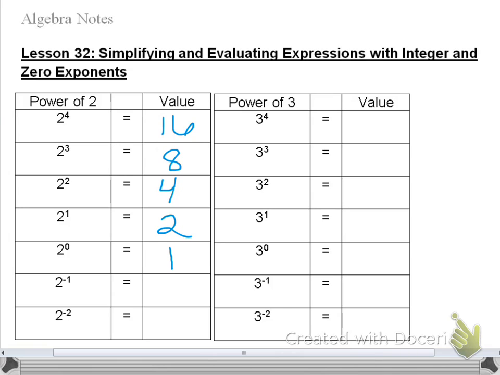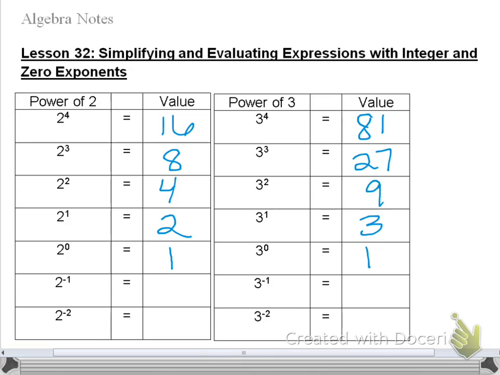Okay, now we're just going to skip over to powers of 3 for a moment and fill these in as well. So we have 3 to the fourth power. 3 times 3 is 9, times 3 is 27, times 3 is 81. 3 to the third power is 3 times 3 is 9, times 3 is 27. 3 squared, 3 times 3 is 9. 3 to the first power is itself, 3. And 3 to the 0 power, we know, is 1. Anything to the 0 power equals 1.